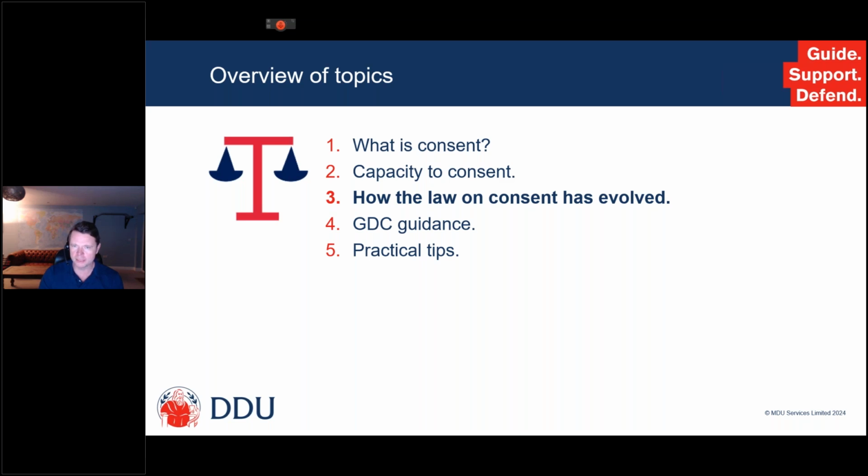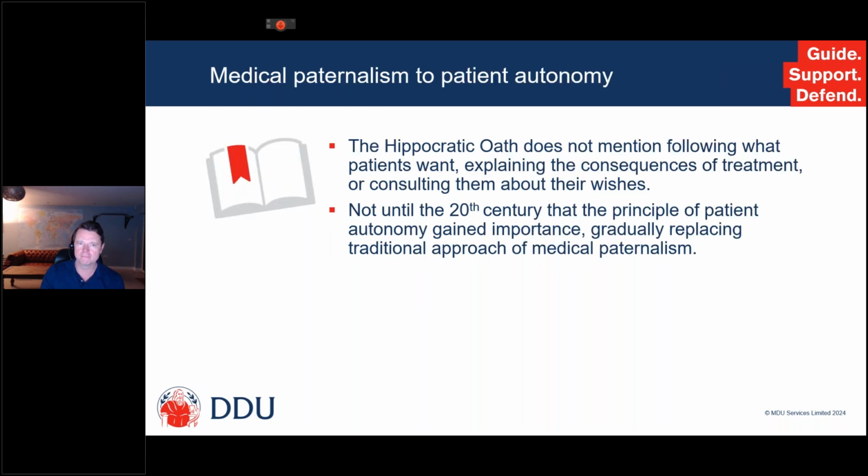So how has the law on consent evolved? And again, this is specifically through the lens of claims for compensation. Interestingly, the Hippocratic Oath doesn't mention anything about consent, asking what patients want, explaining the consequences, or consulting them about their wishes. And it wasn't until the 20th century that the principle of patient autonomy, the patient's right to make their own decisions, gradually replaced the older tradition of medical paternalism, the tradition of the doctor's always right and don't question what they're saying. That slowly but surely was replaced during the 20th century.